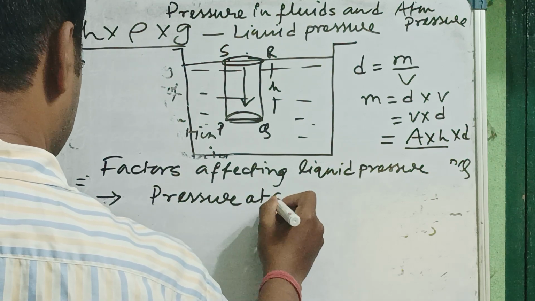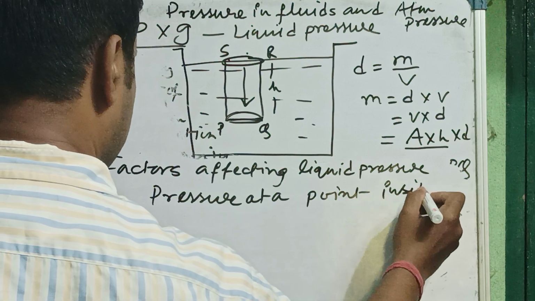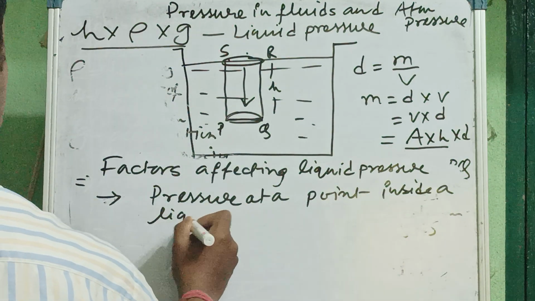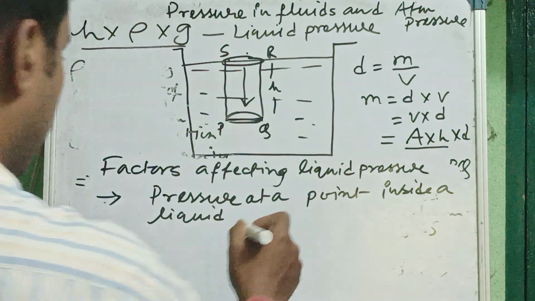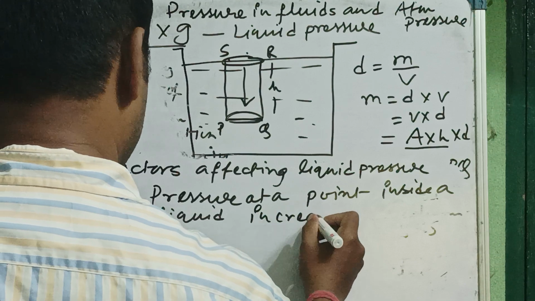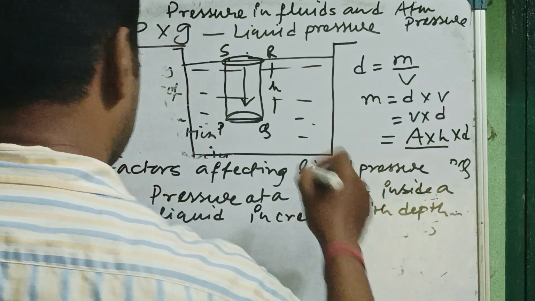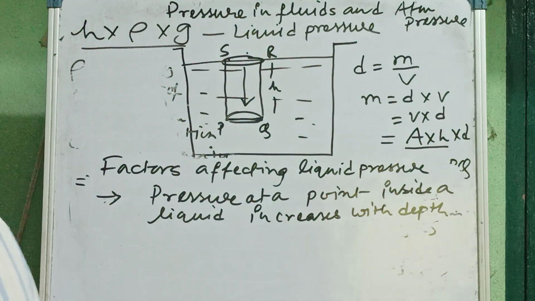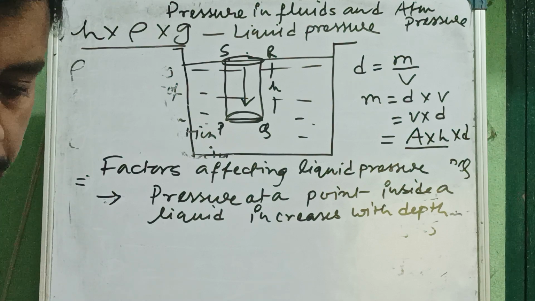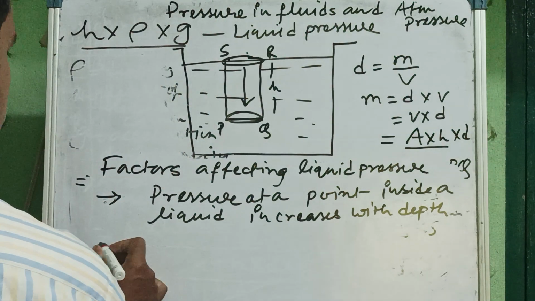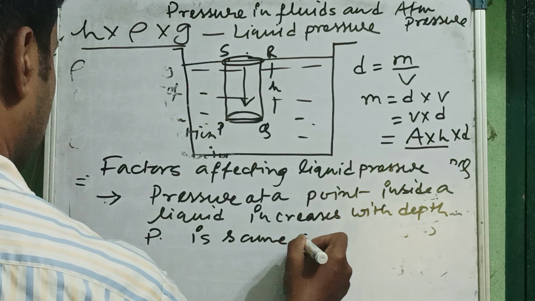First key point is that pressure at a point inside a liquid increases with depth. That means if the height of the liquid column is maximized, then the pressure is also maximized. Next key point is pressure is the same at all points at the same level.